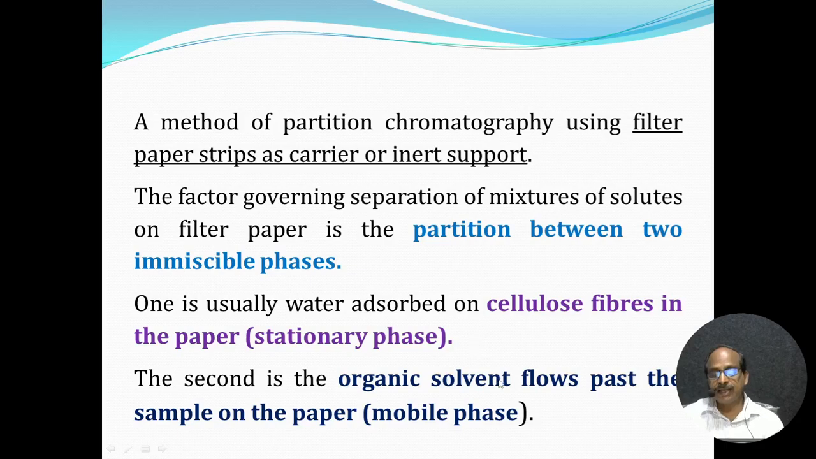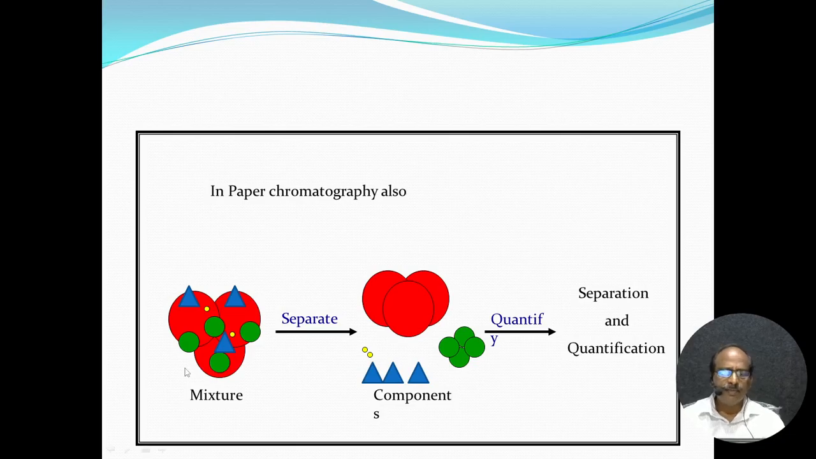The second is the organic solvent, which flows past the sample on the paper. On the paper, it moves from bottom to top, or left to right, or right to left, or from top to bottom. That is called the mobile phase. We have to mention that one. Now let us see the paper chromatography.